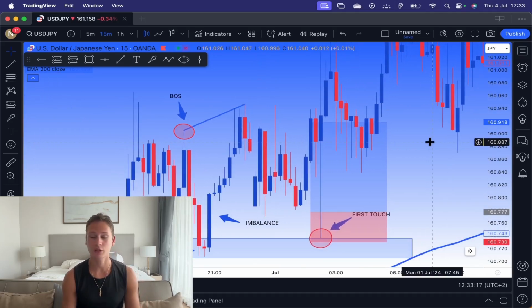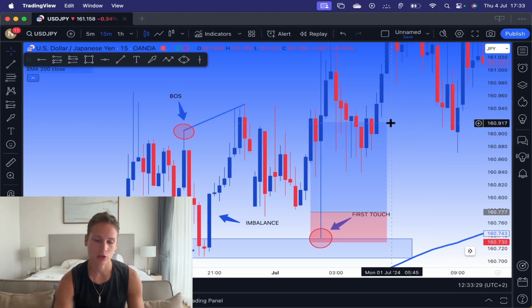It's very simple, very effective. I will be covering all those other things in the next lesson. This lesson is just the basics. What is a demand zone? What do we wait for?